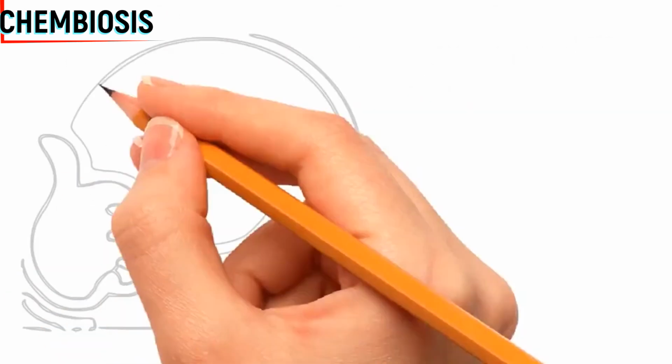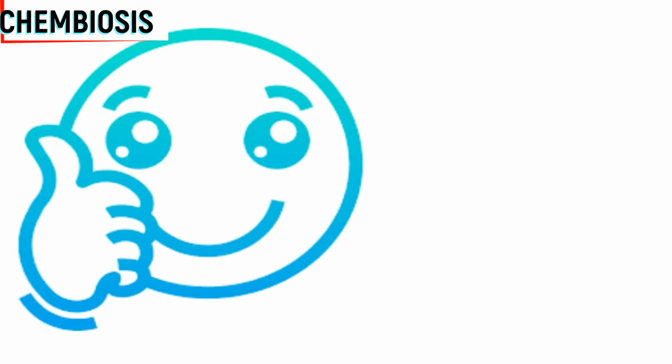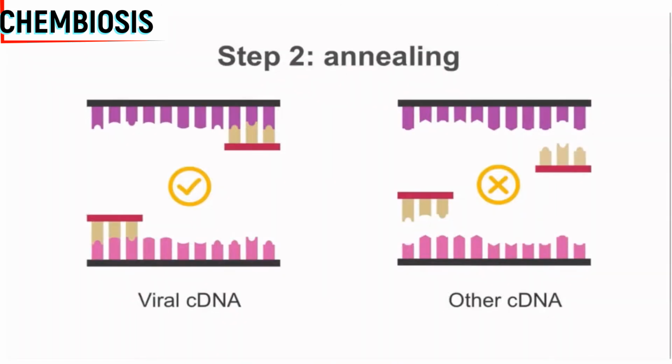Okay, so I hope that now you have some idea about this complementary sequence. So basically these primers are some broken parts of nucleotide whose sequence is complementary to the sequence of viral cDNA. That's why these primers join with the viral cDNA only, not with any other cDNA.